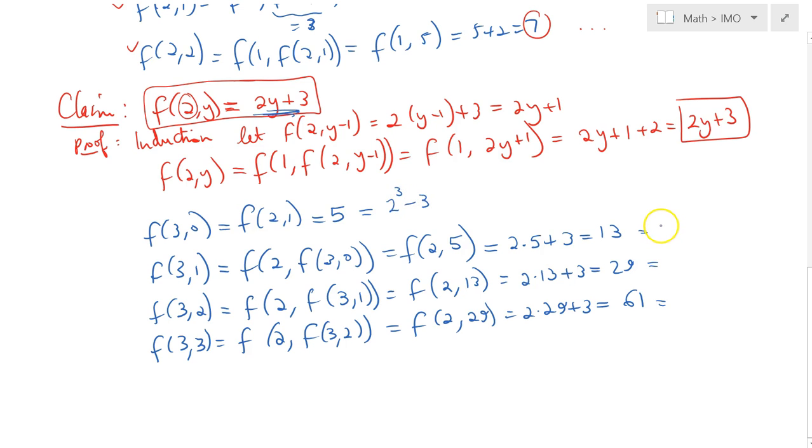This one is 2 to the 4th power minus 3, 16 minus 3. This one is 2 to the 5th power minus 3. Yeah, that's the one that's working.